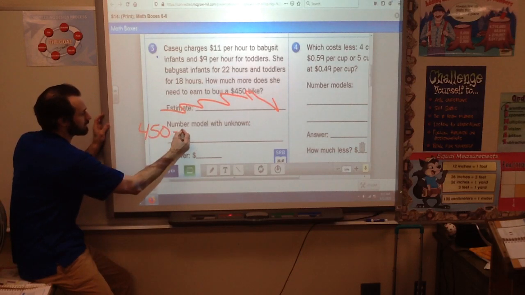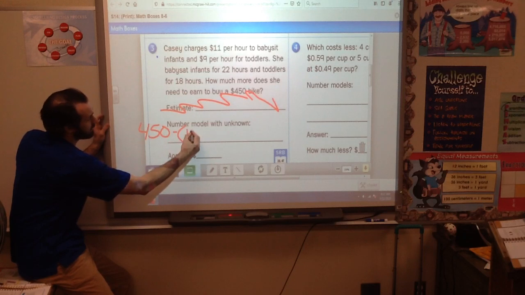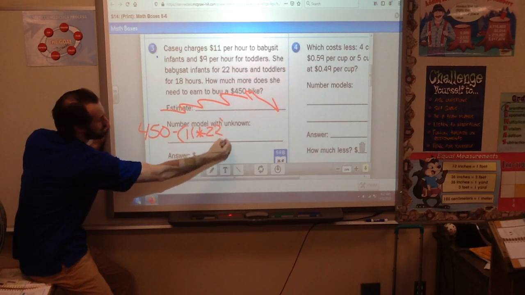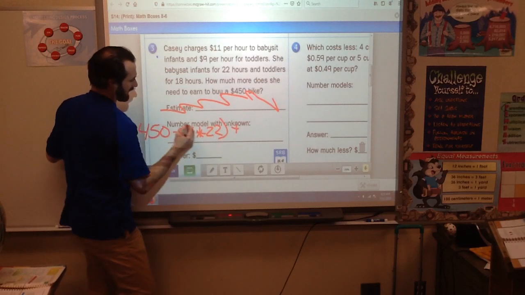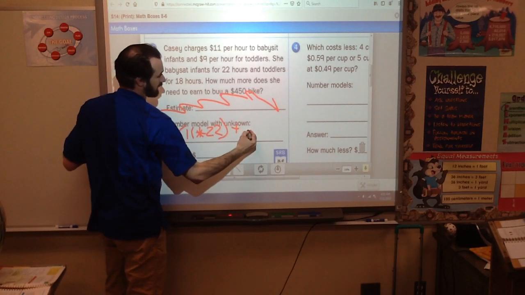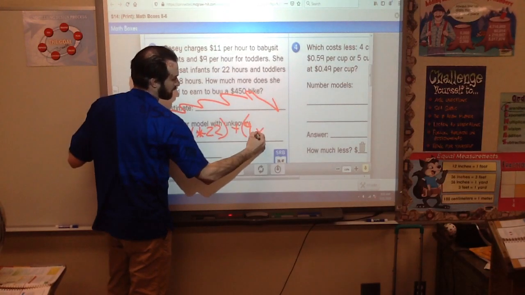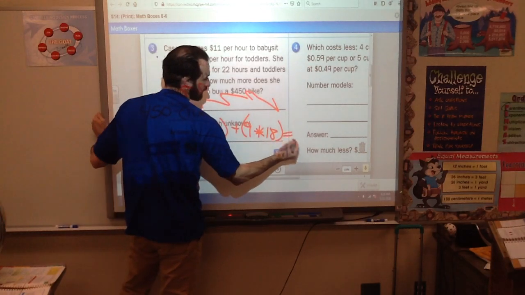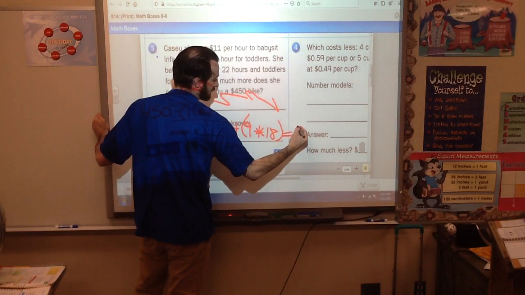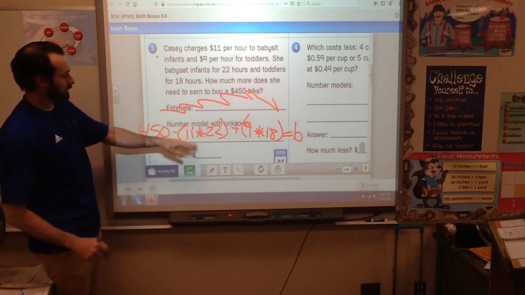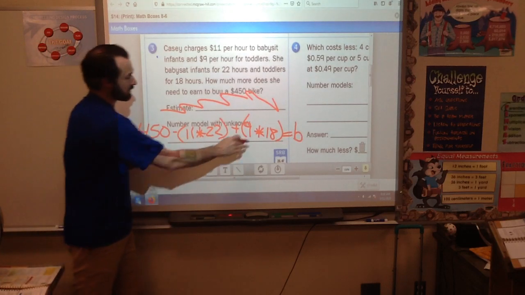$450 for the bike, subtract $11 per hour. She babysat toddlers for 22 hours, and then we need to add that to the $9 per hour for the 18 hours that she watched infants, and with an unknown, we'd want to put that as money or B. I'm going to do B for bike. So the first thing we need to do is multiply both of these.